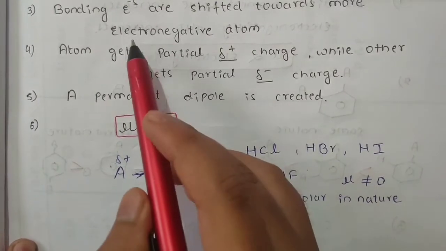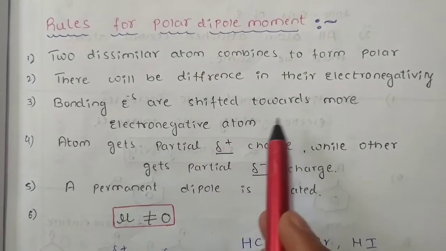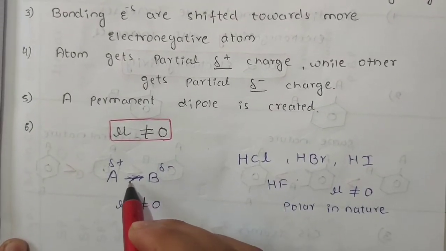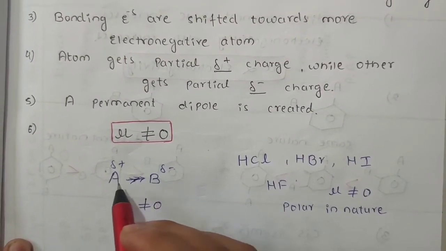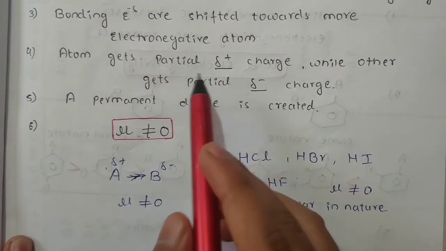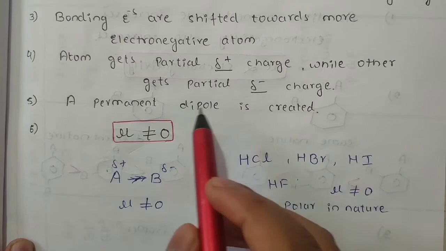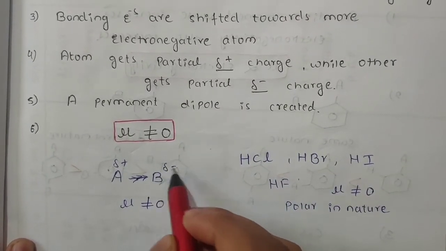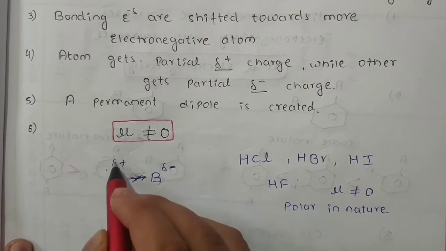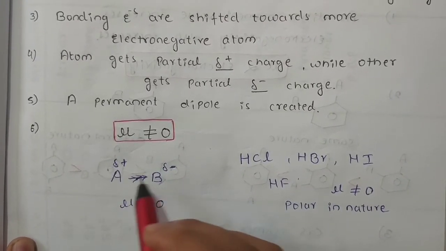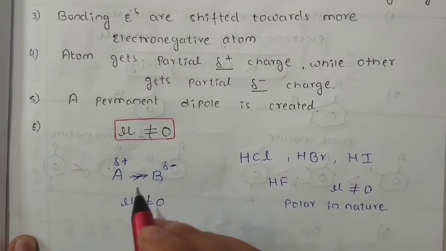The bonding electrons are shifted towards the more electronegative atom. Here B is the more electronegative atom, so it attracts the bond pair of electrons from A. One atom gets a partial positive charge while the other gets a partial negative charge. The more electronegative element gets the partial negative charge, and the other atom gets the partial positive charge. Thereby we call this a permanent dipole moment.